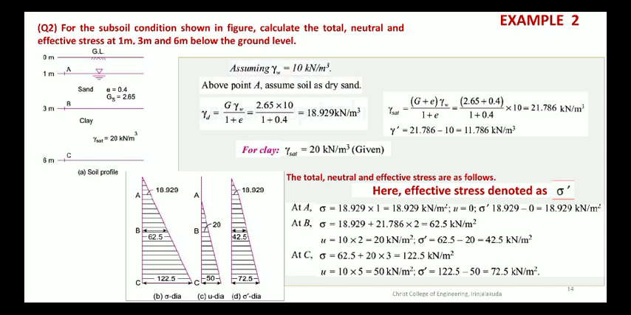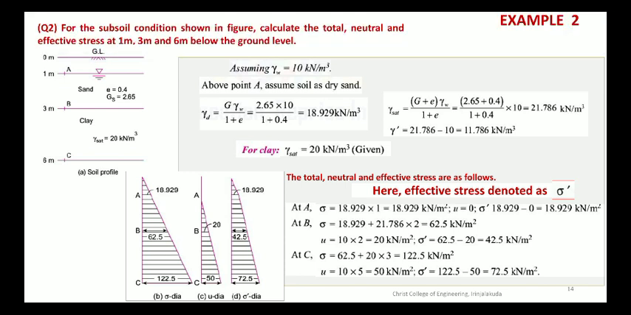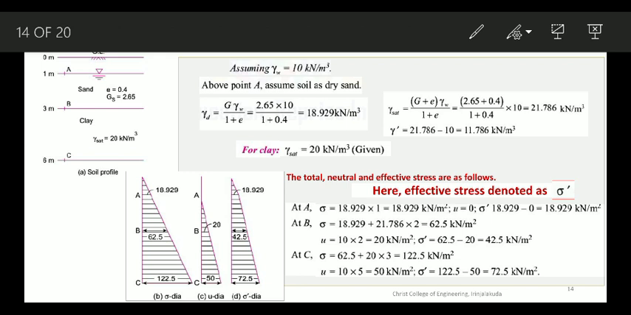Then you have to draw the sigma dash diagram, and at A again it is 0. Then take the difference and write the value. So like that we have to complete the effective stress, total stress and neutral stress diagrams also, and I hope it is clear now. So you can take the same approach to all the problems that I have shared. Okay, if you have any doubt, please contact me.